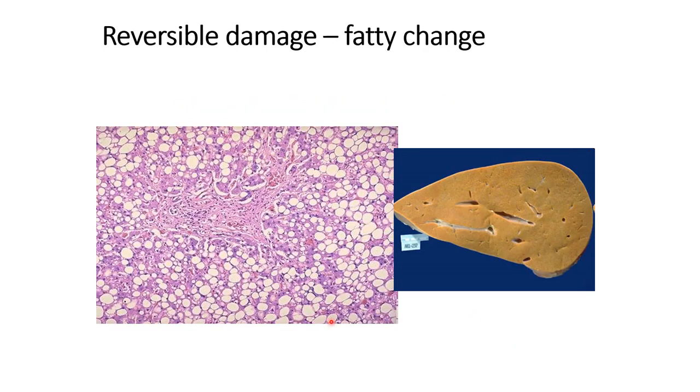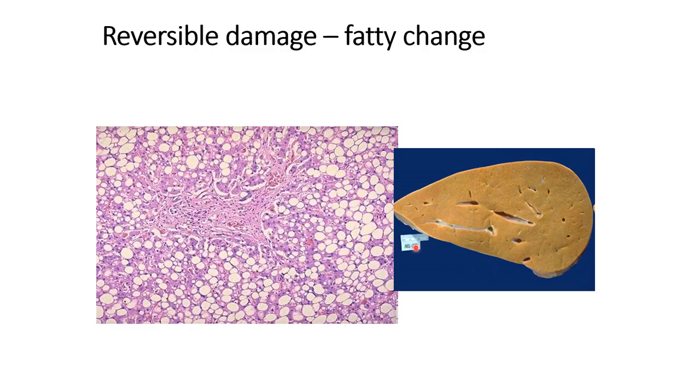Another important change that happens in the case of reversible injury is the fatty change. The swelling of the cells and the fatty change are features of reversible injury. This is an example here from the liver. The liver, in cases of injury or toxins, will undergo fatty change.